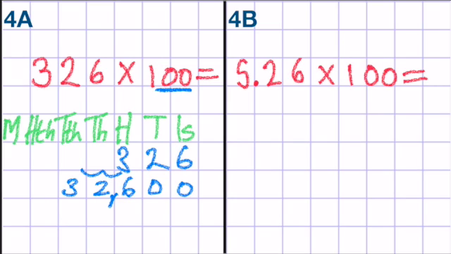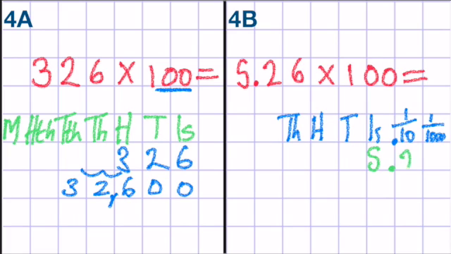So that's 32,600. Okay, so this time we've got decimals. We've got hundredths, tenths, ones, tens, hundreds, and thousands. So we've got 5.26. We're multiplying by 100, so just like in the previous example, the digits are going to move 2 places to the left because 100 has 2 zeros, and because we're multiplying, we go left. So 5 here, 2 here, and a 6 here. So it's 526. We no longer need the decimal point.